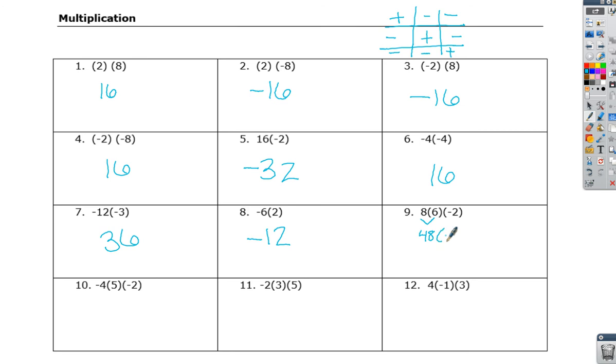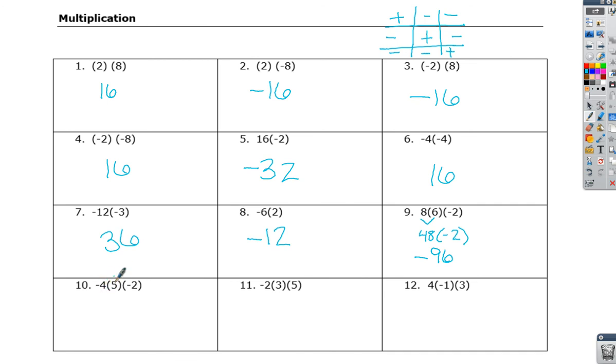We're going to bring down that negative 2. Now we need to multiply 48 times negative 2. 48 times 2 is 96. We have a positive times a negative. A positive times a negative equals negative. So our answer is negative 96. Okay, let's do one more like this together.